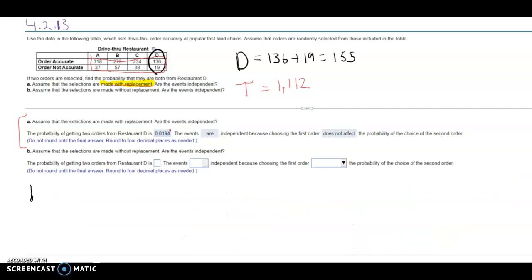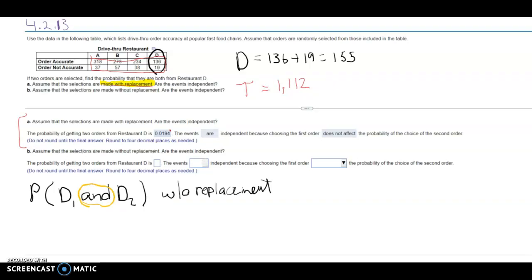For part B, we're finding the probability that order 1 is from restaurant D and order 2 is from restaurant D without replacement. Without replacement means that once we've selected order D, we're not going to put it back into our pool of choices. What does that mean? There's going to be one less order D, and there's going to be one less order in general in our overall pool. So, and, once again, signifies that we'll be multiplying 2 probabilities together.